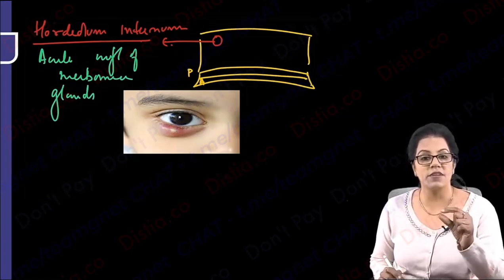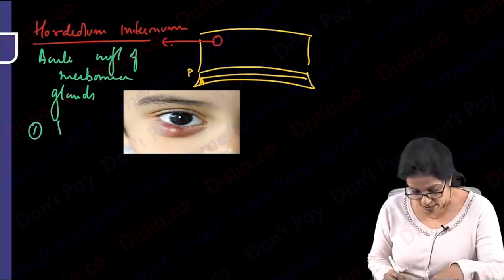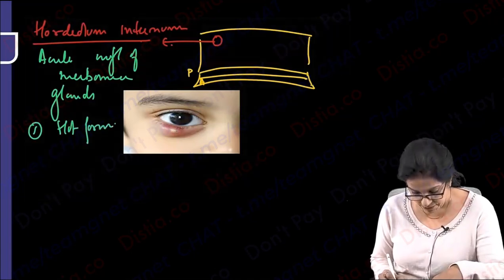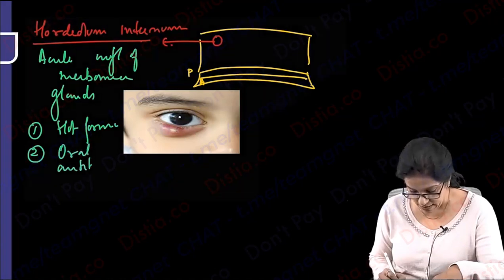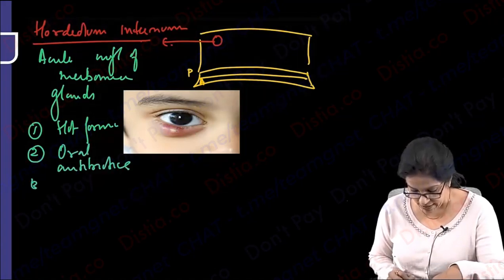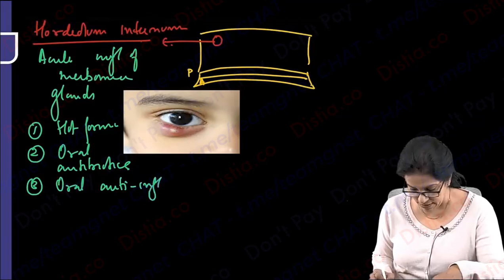So hordeolum internum will be a very painful condition. Tarsal tissue is already very dense, so any swelling there is very painful. How do you manage it? Apart from hot fomentation, this time I may need oral antibiotics as well and oral anti-inflammatories.